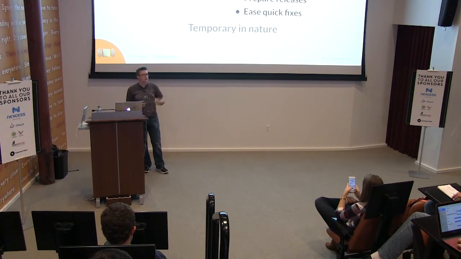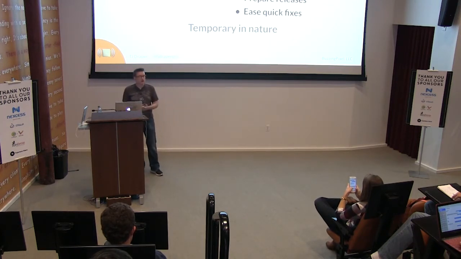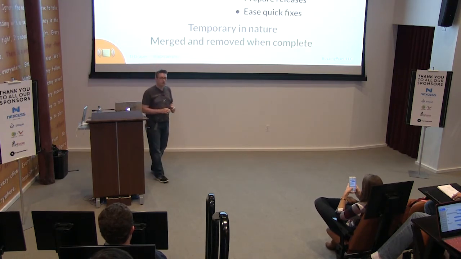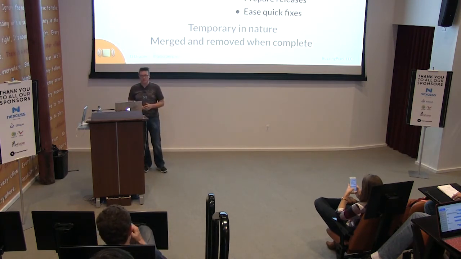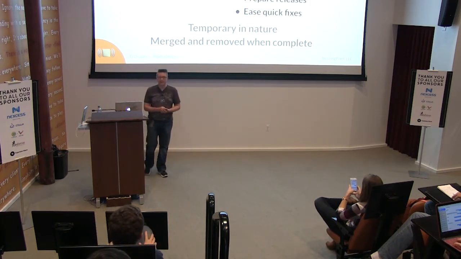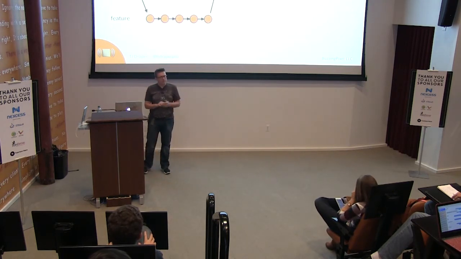Where we had the two main branch types that are always present in the GitFlow model, these branches come and go as you need them. So they're temporary in nature. When they are merged where they need to go, they are deleted immediately, or they should be deleted immediately. So you merge them and remove them when complete. So let's talk more about each of these branches specifically.